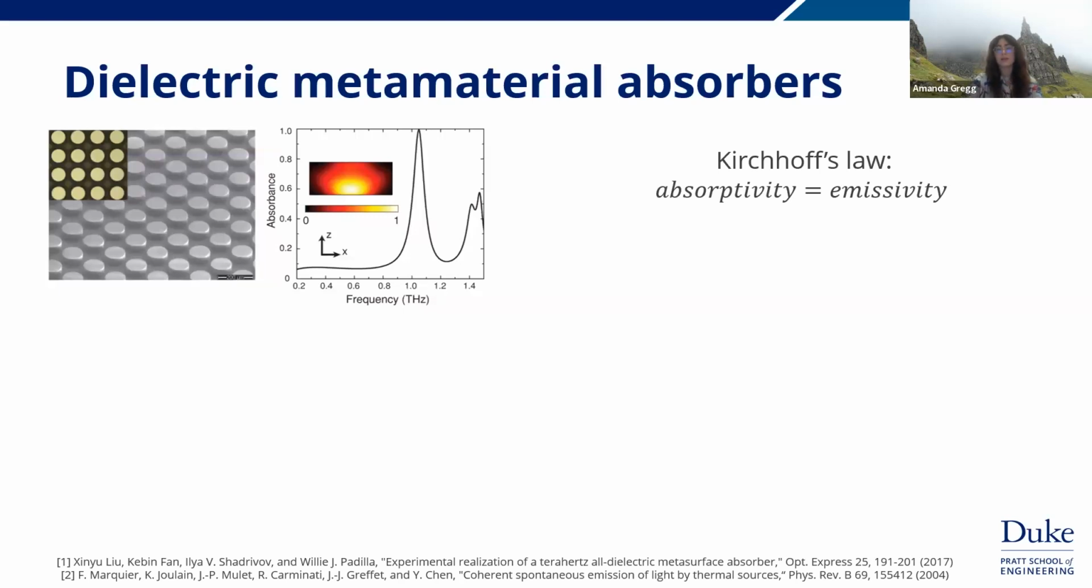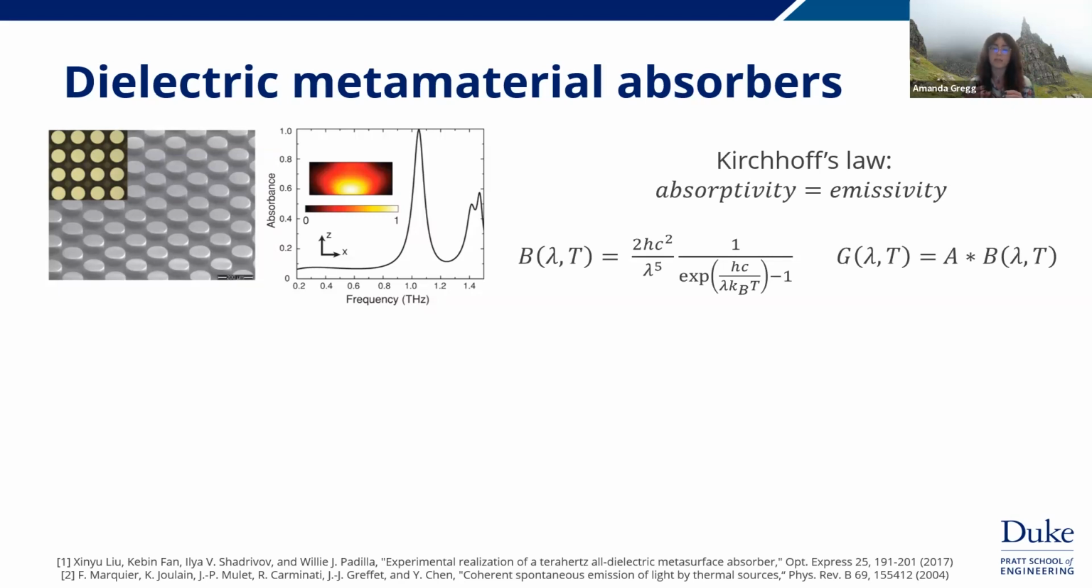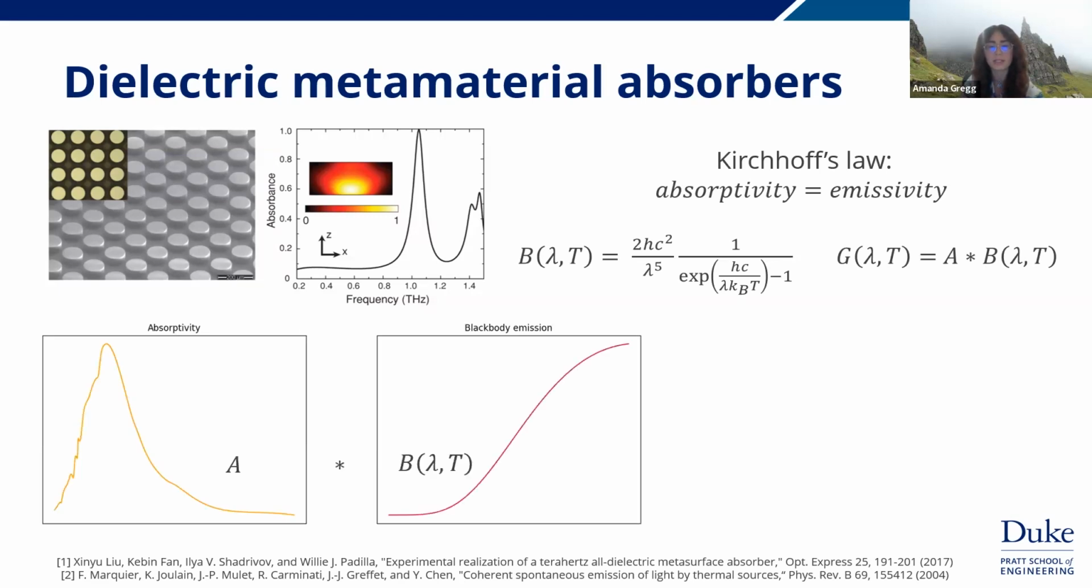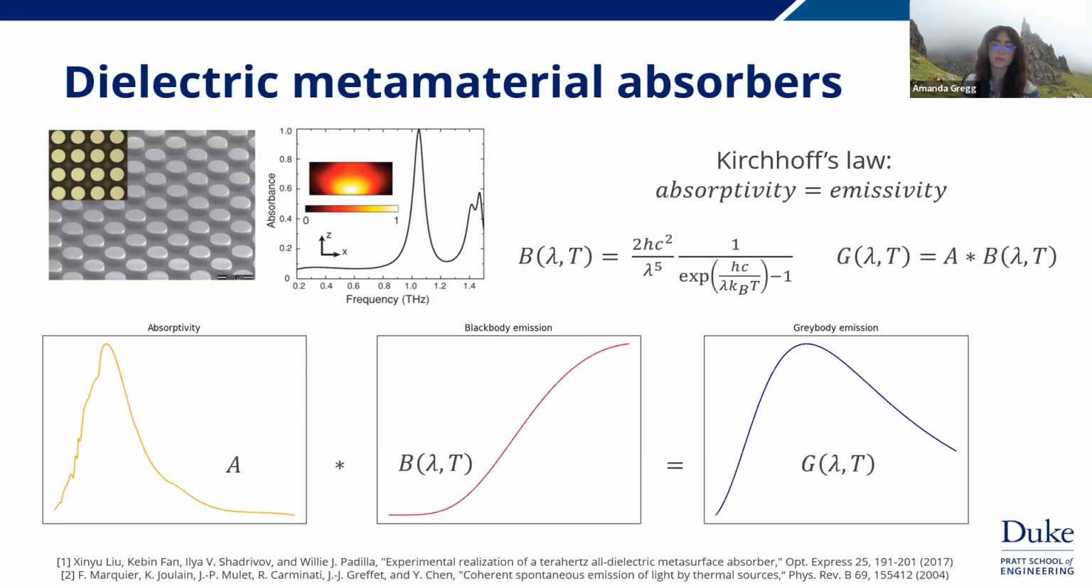And if we consider black body emission, which we would like to have for an incandescent light source, we can essentially modify that black body emission by multiplying by this specifically designed absorption of the metamaterial. This is shown here: by multiplying these two plots, you're able to get something that we call the gray body emission. Basically, you can see you're just shifting the peak of that black body emission.